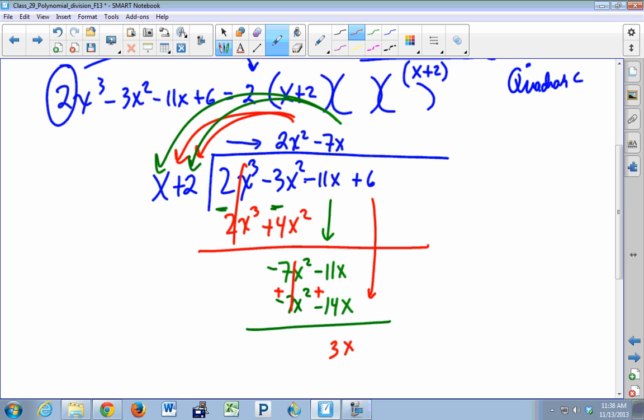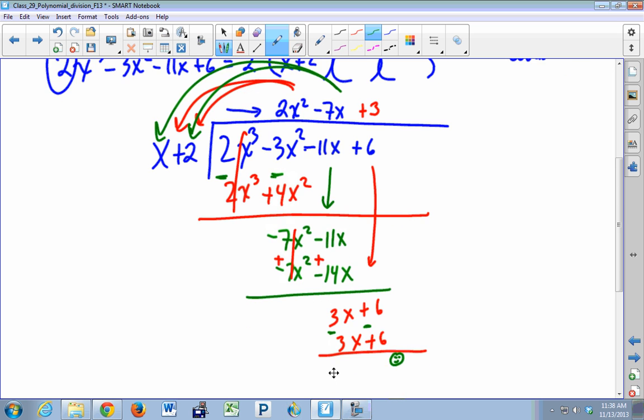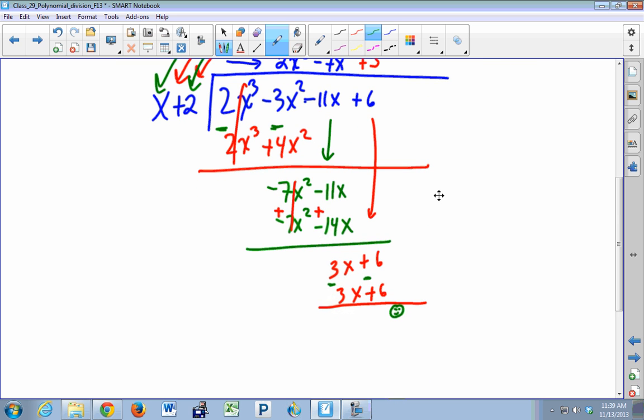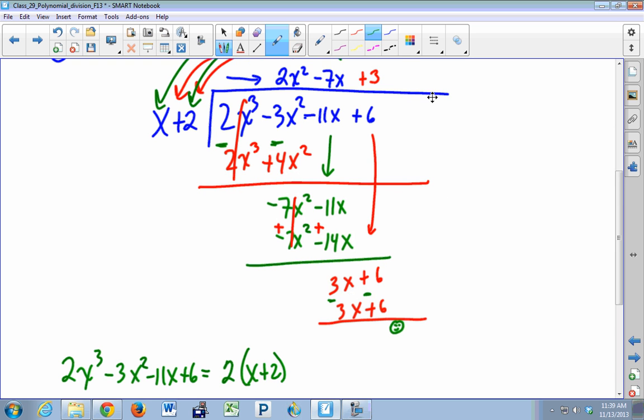And I bring down my next term. X goes into 3x 3 times. So I get 3x plus 6. Whew, this is going to be a nice one because my remainder is 0. So right now I can write this cubic as x plus 2 times 2x squared minus 7x plus 3. I'm almost there. So 2x cubed minus 3x squared minus 11x plus 6 equals, my 2 comes out front. I have an x plus 2 as one of my factors, and my other factor is this quadratic.